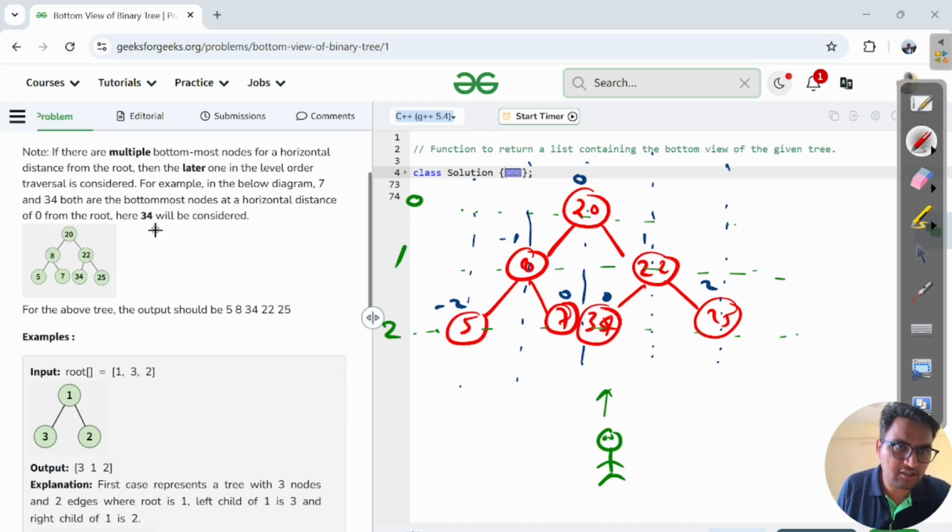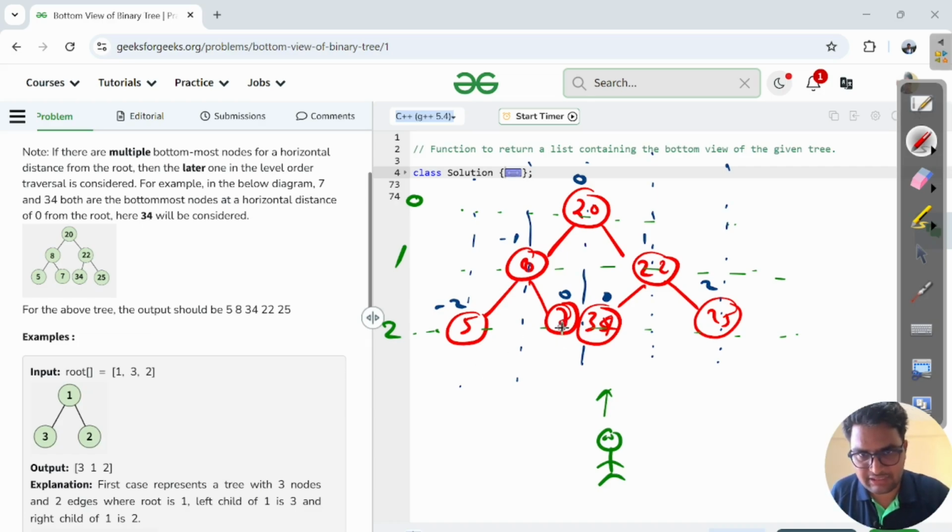So here it is already mentioned, if there are multiple bottommost nodes for a horizontal distance from the root, then the later one in the level order traversal is considered. So if two values are at the same level and same distance, then we have to consider the right value or the later one.